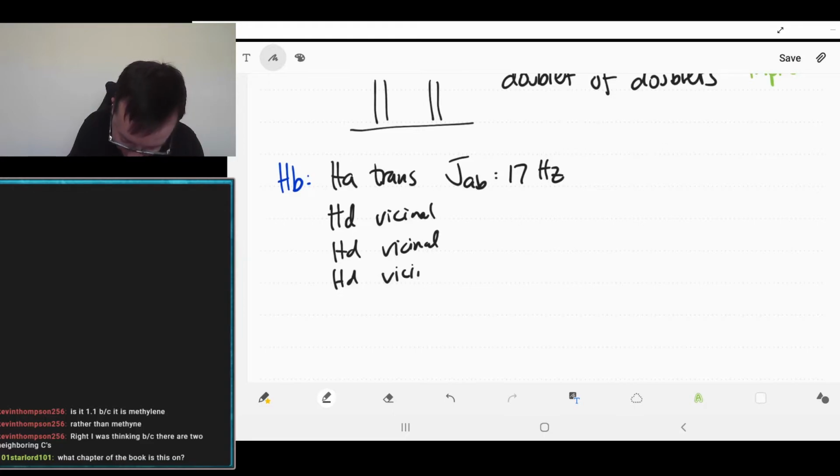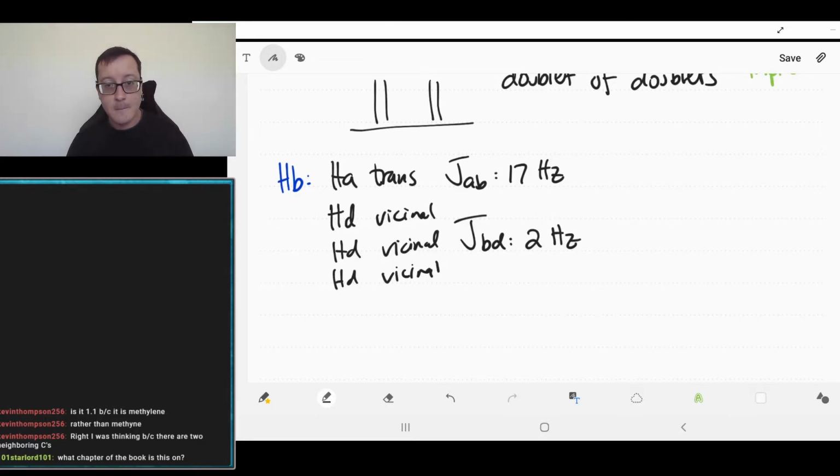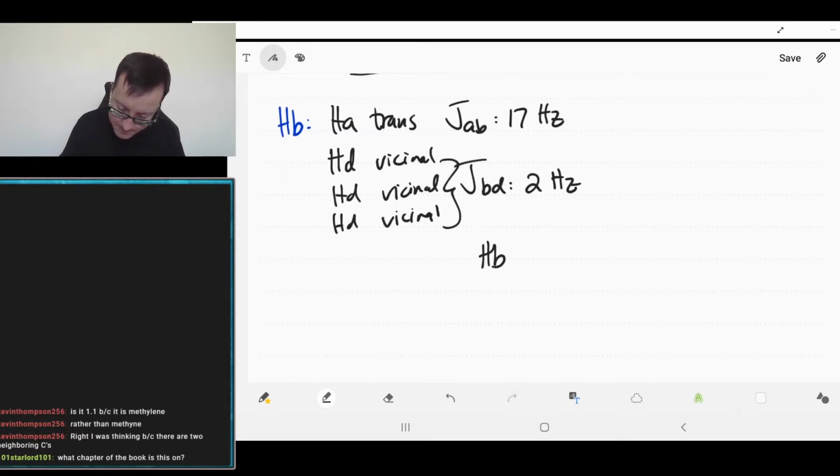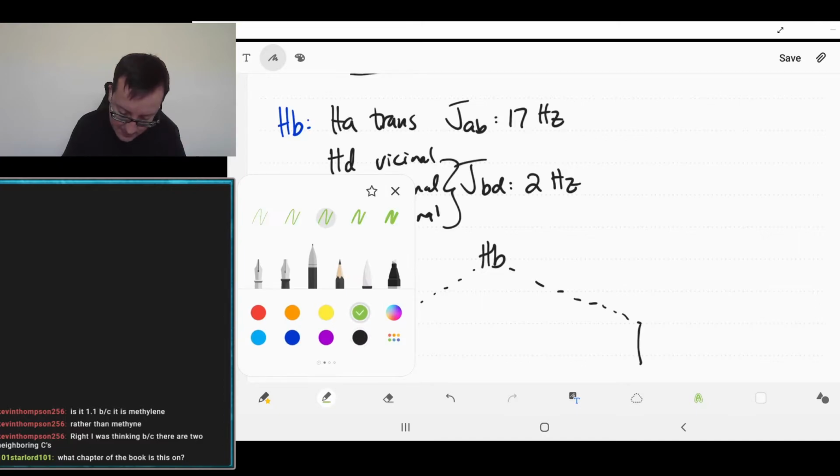Sees 3 of them. All of them at 2 hertz. So we're going to have to split 4 times total. First one by 17, the next 3 by 2 each. So if we take HB and split it, sorry, I'll be consistent. Big split first. This is our 17 hertz.